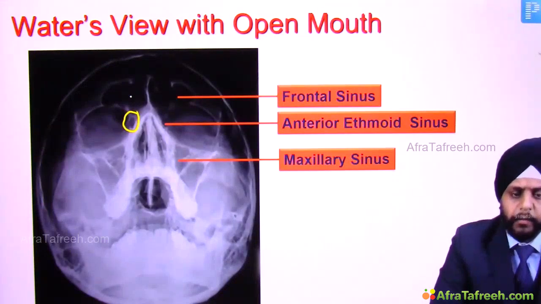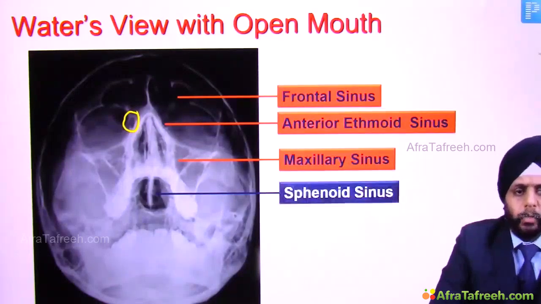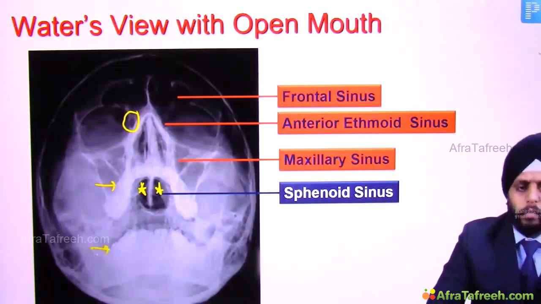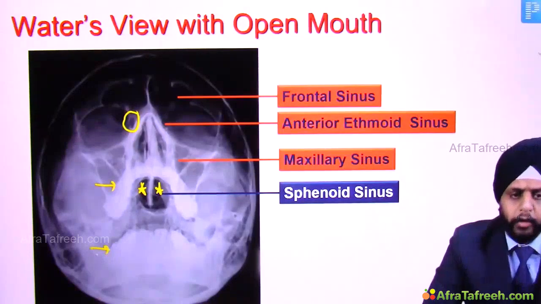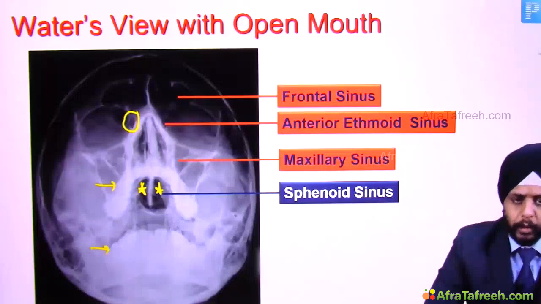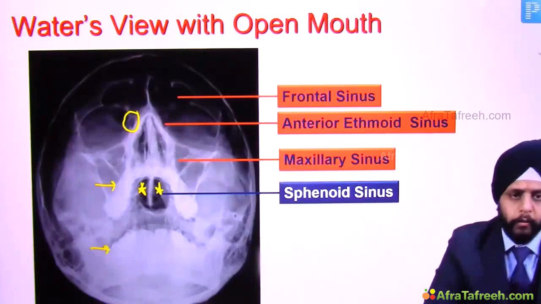But apart from that, very important, we can see the sphenoid sinus. Between the upper jaw and the lower jaw, if we do the Waters view with the open mouth, you can see the sphenoid sinus. So the sphenoid sinus is visible in Waters view with open mouth. That's a modified Waters view.